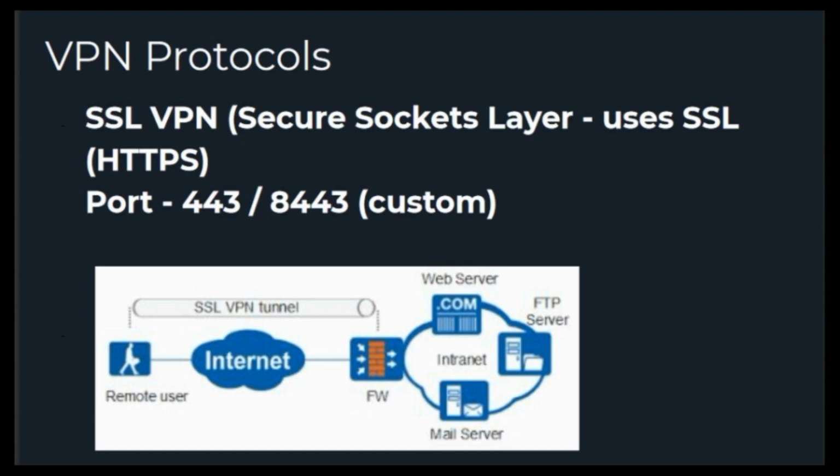The most important protocol: SSL VPN, secure socket layer. It uses SSL HTTPS. It works on port 443, or on many firewalls you can customize that port. SSL is a protocol normally used to encrypt traffic between a web browser and a web server. When you serve the web using HTTP, everything is clear text. For a secure connection we use HTTPS, so we can use the same technology for VPNs.